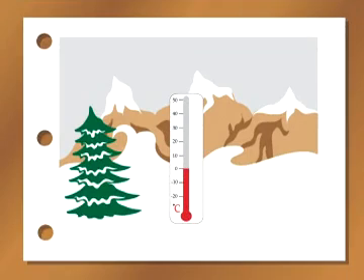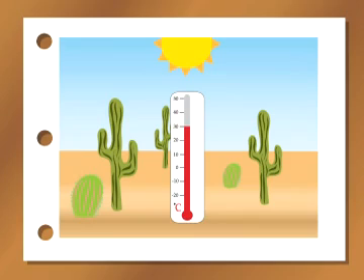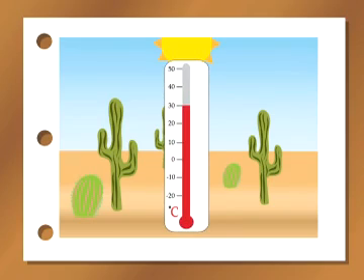What is the temperature of the air? It is 0 degrees Celsius. 0 degrees Celsius is a cold day. What is the temperature of the air? It is 30 degrees Celsius. 30 degrees Celsius is a hot day.